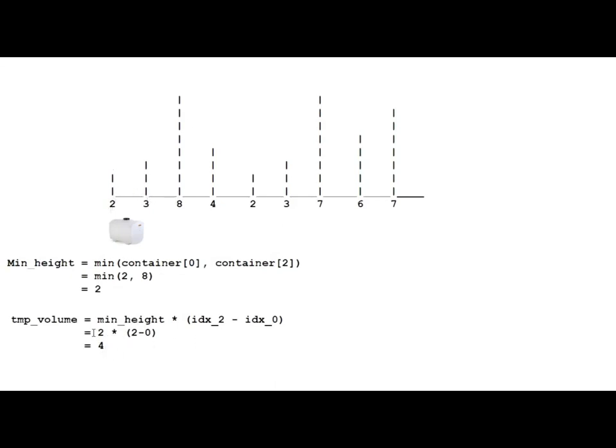So the max volume, like in this case, we put things in a temporary volume, right? Because we need to compare with the previous one, and whichever is the max volume, we make that the max volume.